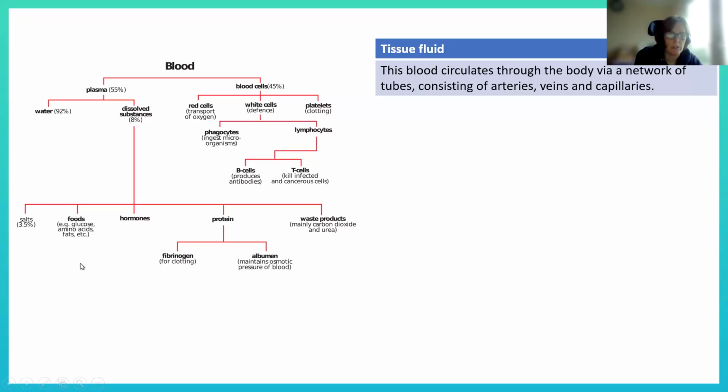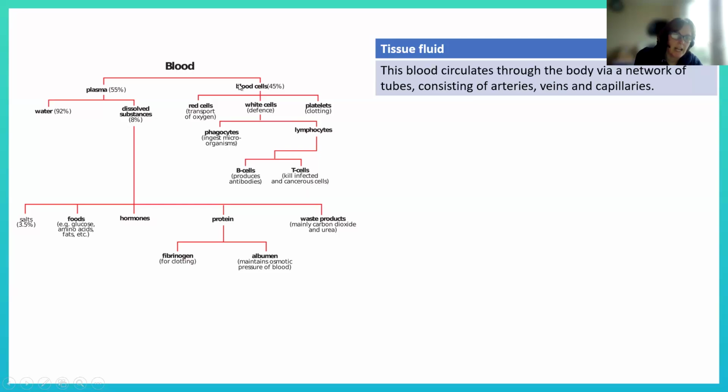So let's have a little look at the content of the blood then. So about half of it is blood cells. So the red blood cells, white blood cells, which are involved in defense, and the platelets, which are technically not full cells, they're just bits of cells. There are loads of different white blood cells. We've talked about phagocytes that ingest microorganisms, and we did talk about some lymphocytes a little bit last session. We talked about some T cells. Haven't talked about the B cells yet, but we will.